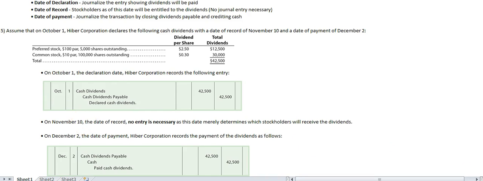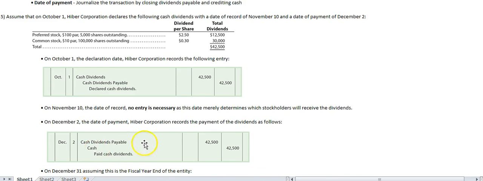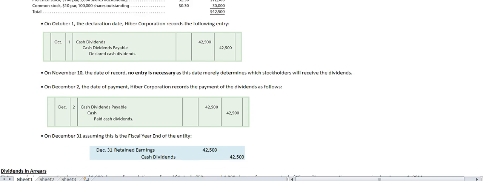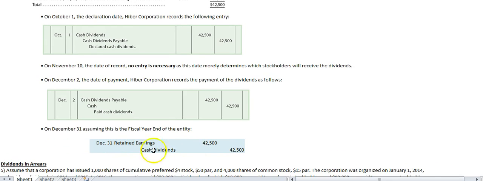And on December 2, the cash dividend is paid, and so you pay out your cash. You close your cash dividends payable, right? Here you put a credit, here you put a debit, so it has a zero. You pay out the cash. So now you have this cash dividends of $42,500 sticking out like a sore thumb, because it's not an account that should be in our final books. So what do we do? We simply close it with retained earnings, as I told you. We take it out of here, $42,500, and we put it where theoretically it truly belongs, which is retained earnings.